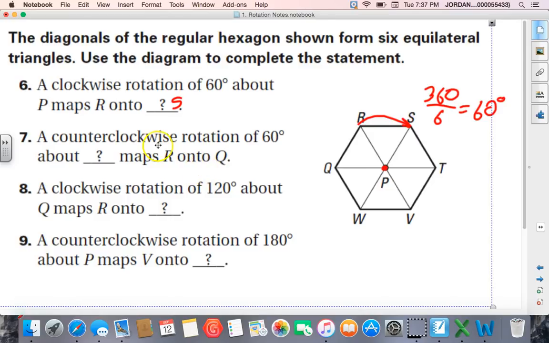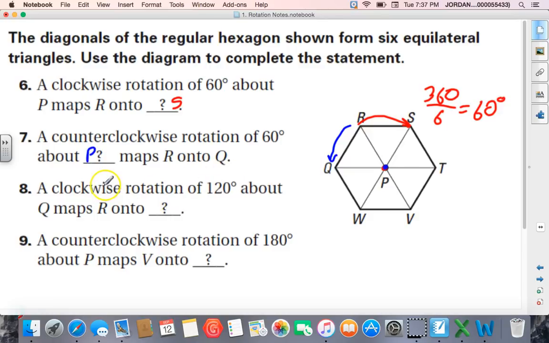Now a counterclockwise rotation of 60 degrees about what is going to map R onto Q? So what will we have to rotate counterclockwise 60 degrees to map R to Q? Well, if we go counterclockwise 60 degrees to get R to Q, then we must be rotating around P again. So we would put P right here for our answer number 7.